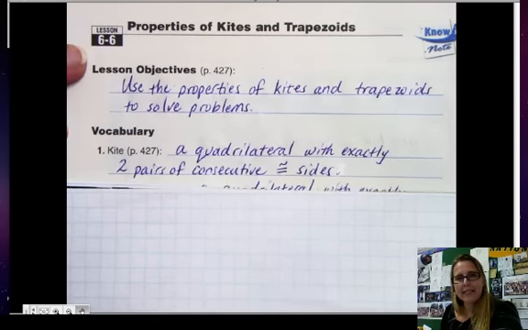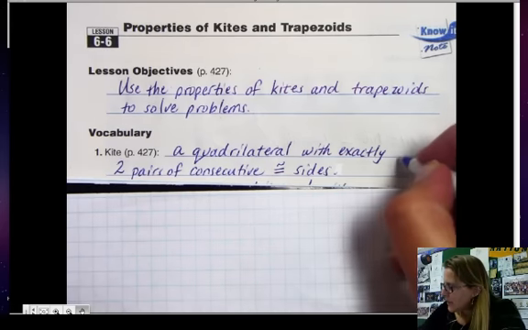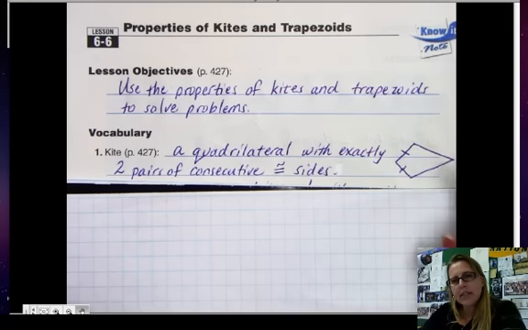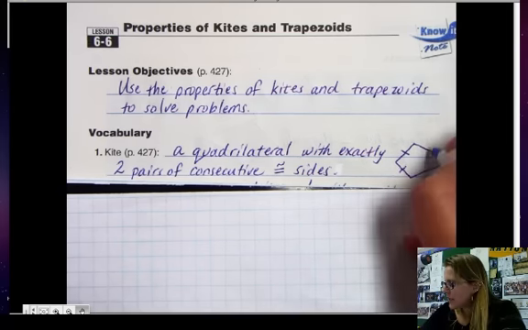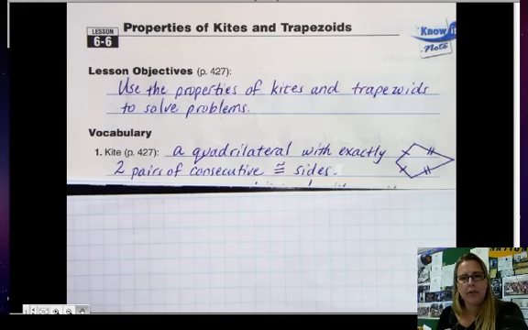First of all, a kite is a quadrilateral with exactly two pairs of consecutive, meaning next to each other, congruent sides. And so that looks like this. Here's a kite. We have those two are consecutive and they are congruent, and these two are consecutive and they are congruent. Consecutive meaning next to each other.